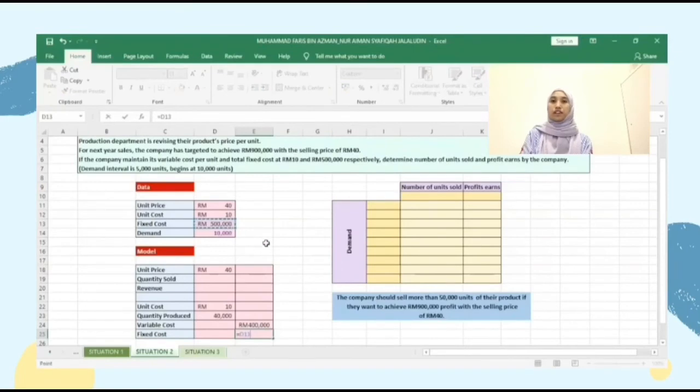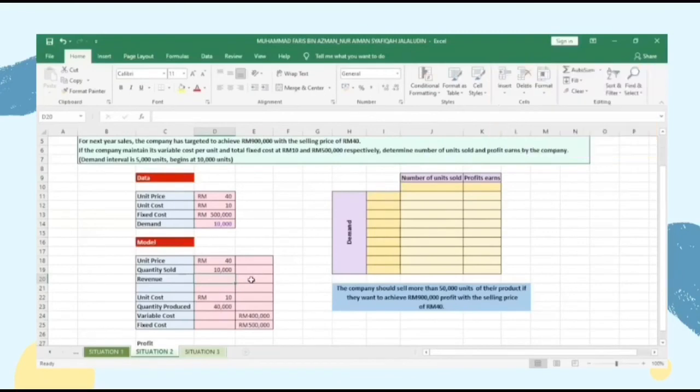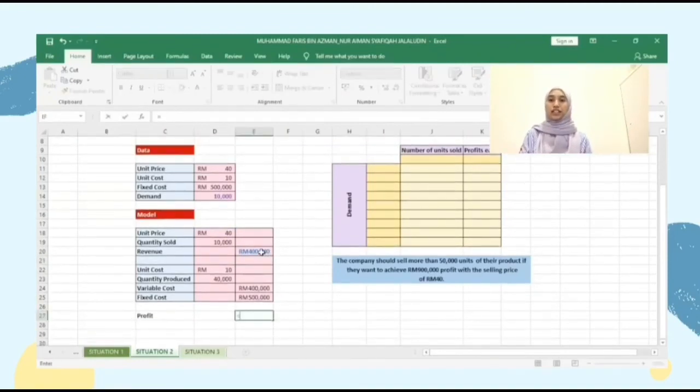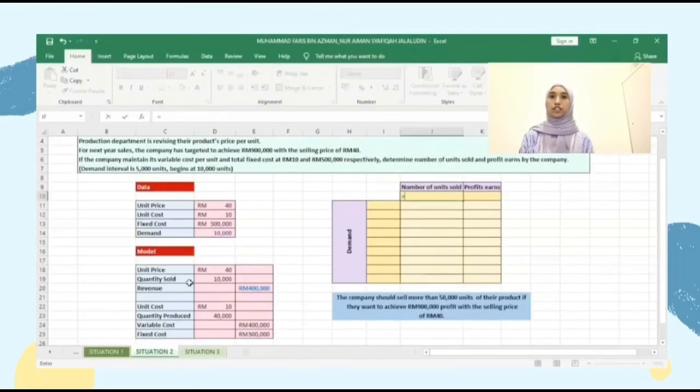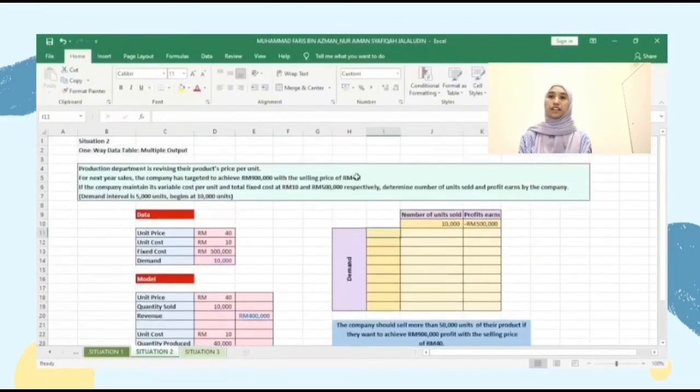Fixed cost is 500,000. Formula to calculate quantity sold equal MIN bracket and then you select demand, quantity produced bracket and enter. For revenue, the formula is equal unit price multiplied by quantity sold. In order to calculate the profit, you need to type equal, then click at the revenue, minus variable cost and minus fixed cost. The question asks to determine the number of units sold and profit earned by the company. So adjust D10 equal 10,000 units and enter. Same goes to the profit earned, equal, then click at the profit here and enter.